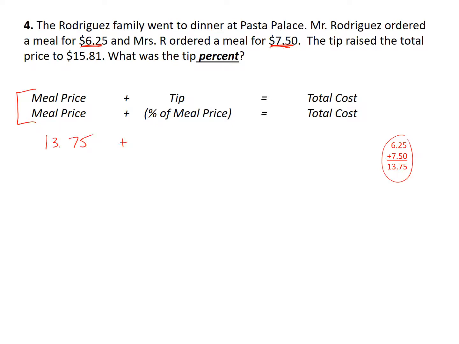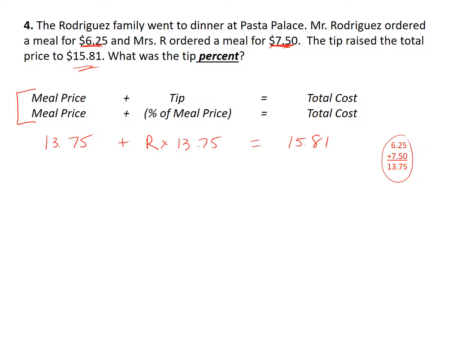And we're going to add to it the percent of the meal price. That's how we calculate the tip. Well, we don't know what the percent is, right? So let's let the letter R represent the tip percent or the tip rate. So it's going to be a percentage of the meal price, and remember the meal price was $13.75. And if we add those two together, we'll get the total cost, which was this guy right here, the $15.81.